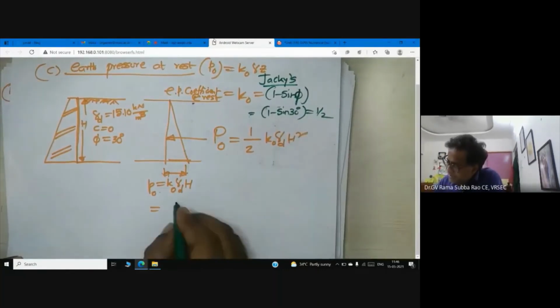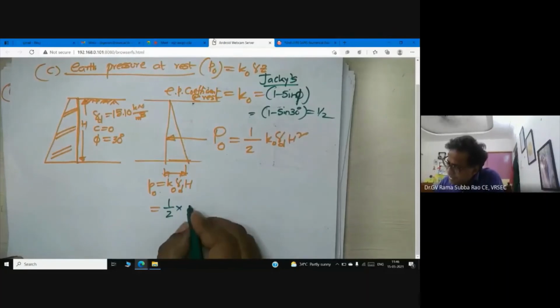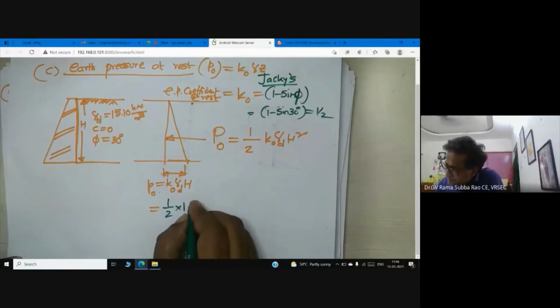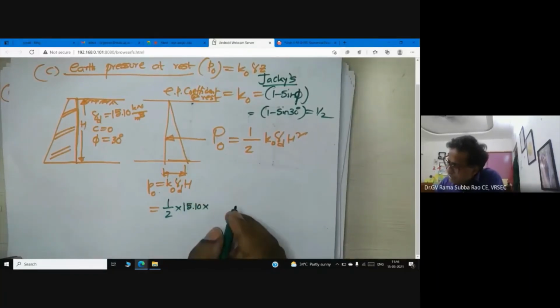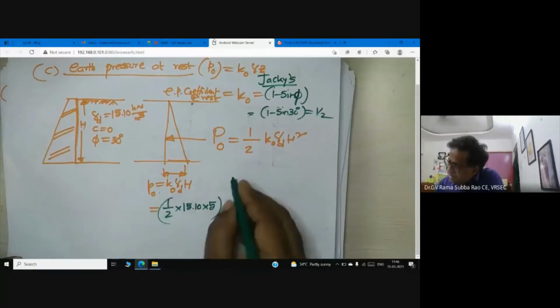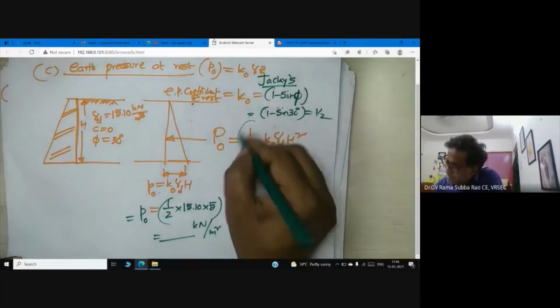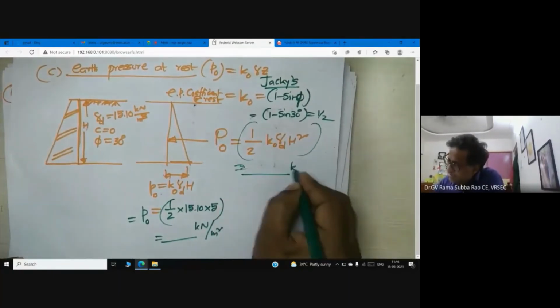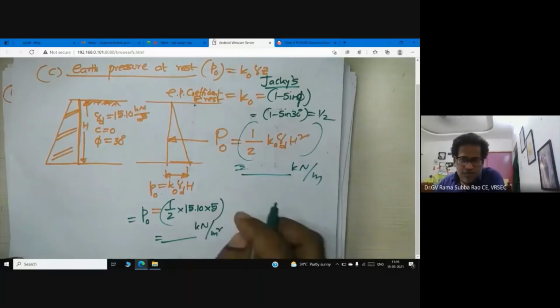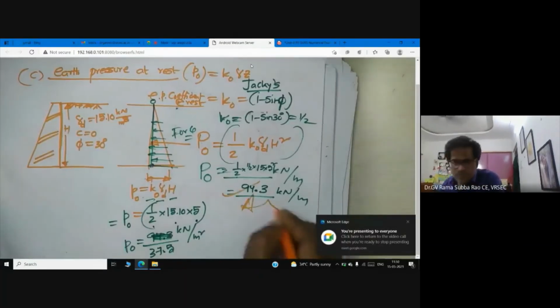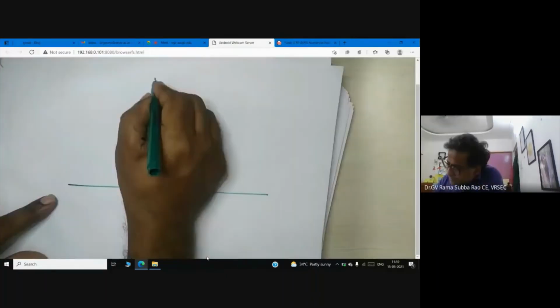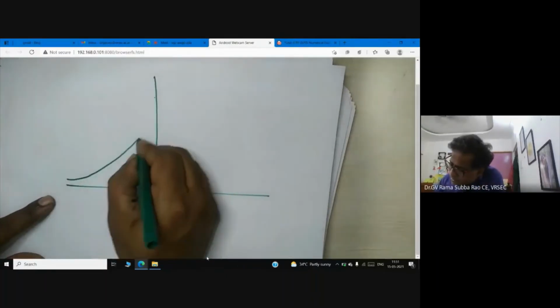So now without any further delay, half into gamma D is with me, which is 15.10, and also very important, H is 5. Now I think I am able to say what the pressure at rest is. The answer in kilonewton per meter square, once it is ready, we can also tell the force. This is also correct. This is our answer. Now you can see this is a beautiful picture.